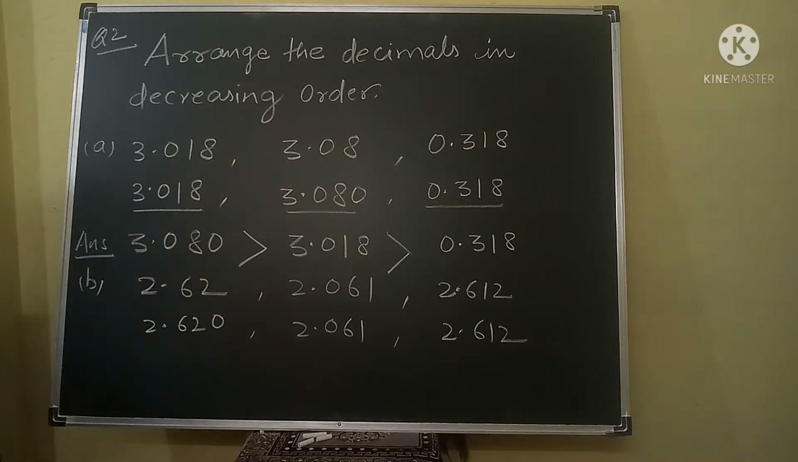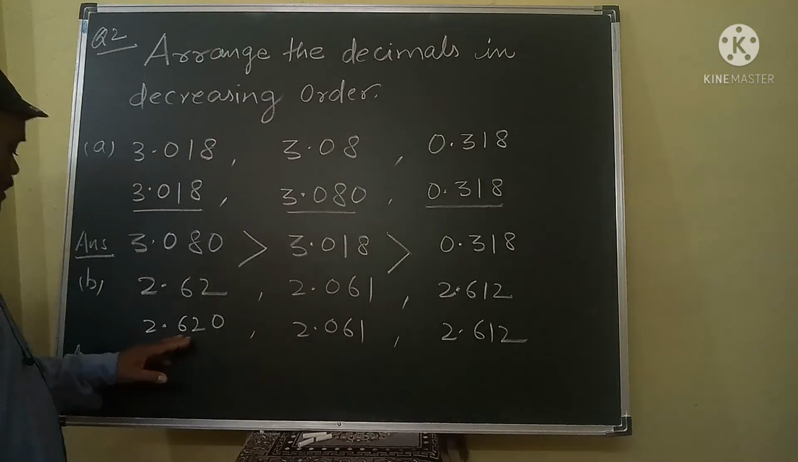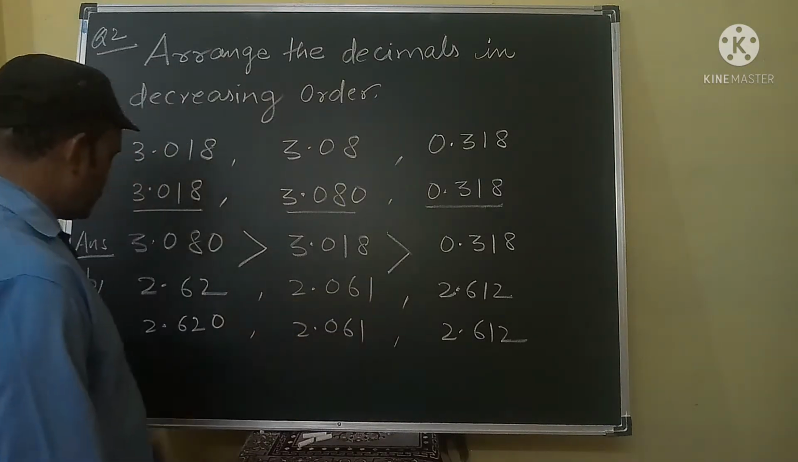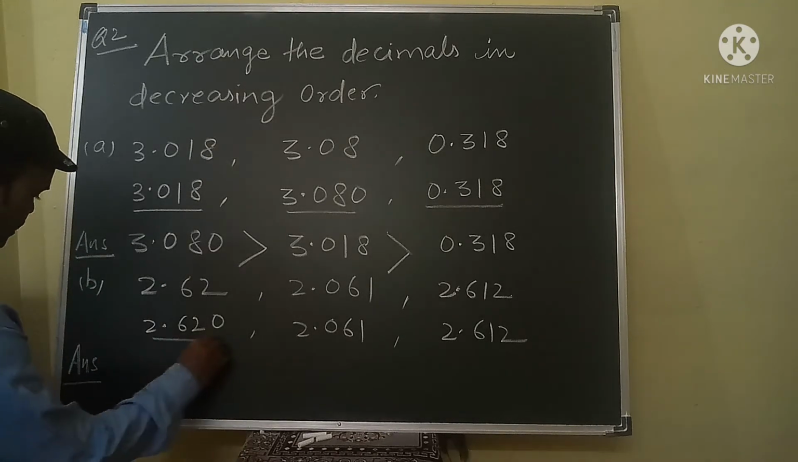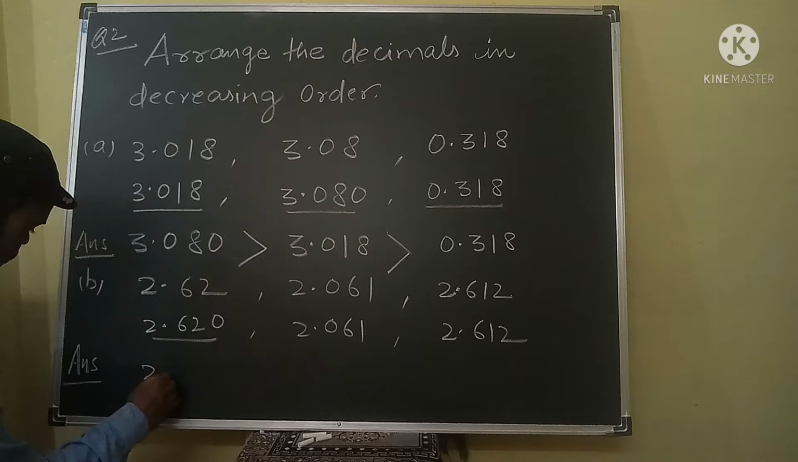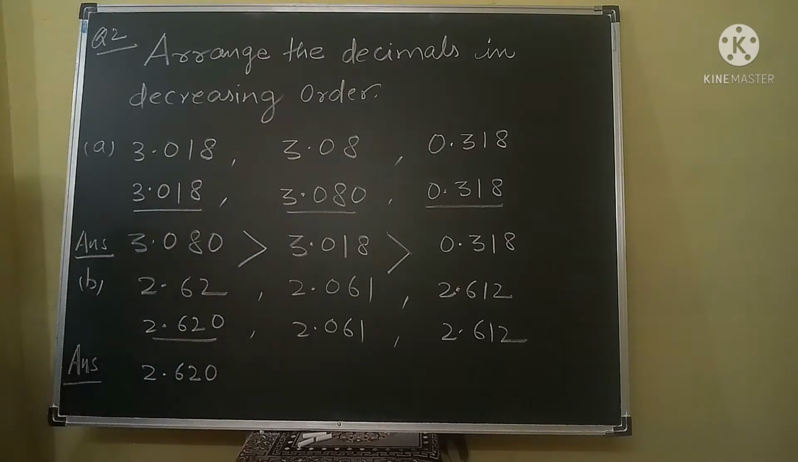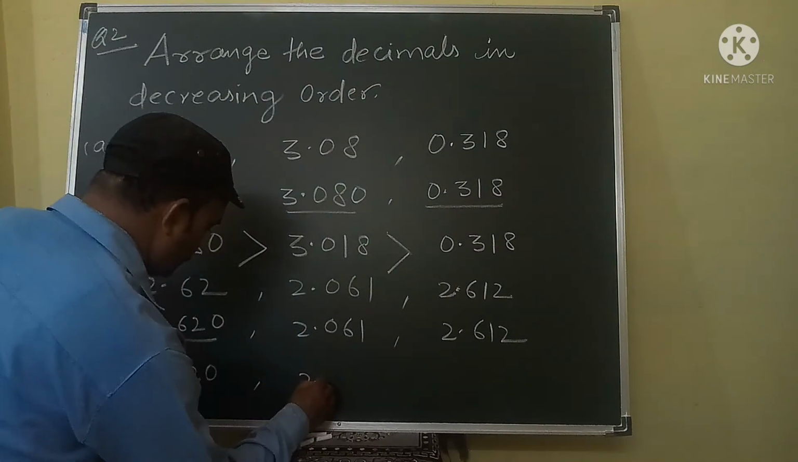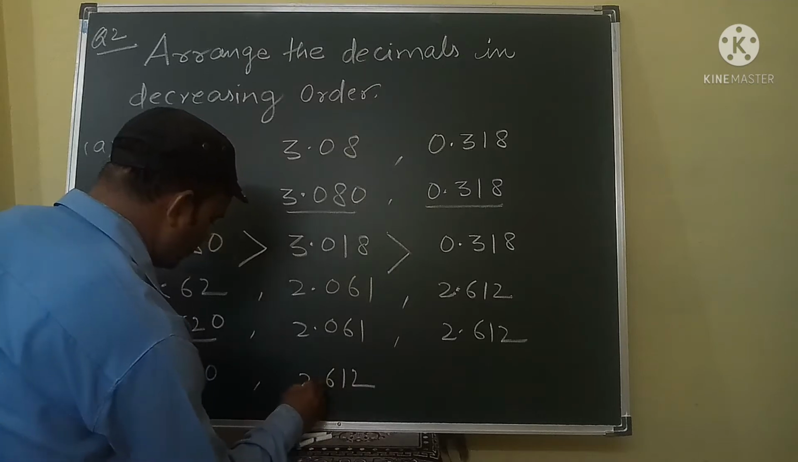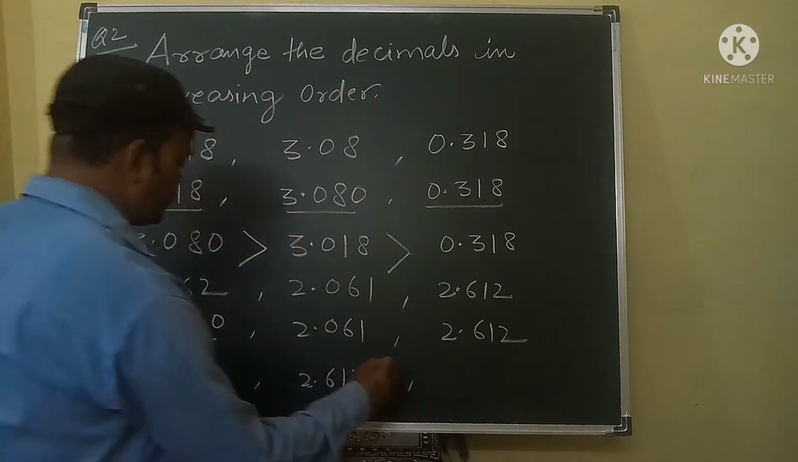Now we arrange these decimals in decreasing order. Decreasing order means biggest to smallest. So in these 3 decimal numbers, which is the biggest decimal number? 2.620. 2.620 is the biggest decimal number. Then after that 2.612, okay, and then after that 2.061.